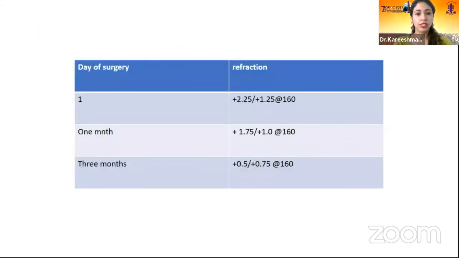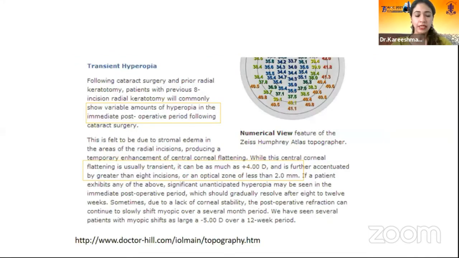But if you see on post-op day 1, the patient has a refraction of plus 2.25. However, when you follow up this patient, over 1 month, there was a reduction of the post-op hyperopia to 1.75, and over 3 months to plus 0.5. So basically, there is enough data to support that there are variable amounts of hyperopia in the immediate post-operative period. The moral of the story being that if you are treating a post-RK patient, counseling is the most important step, because you need to explain to these patients that their immediate post-operative vision may not be their final post-operative outcome.